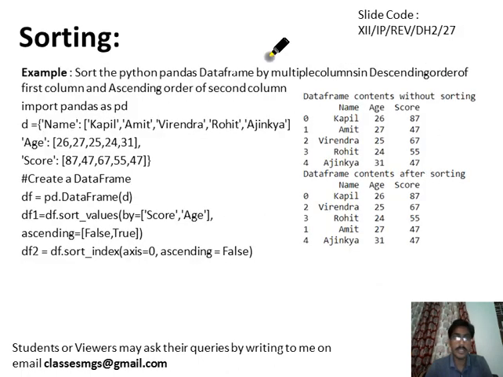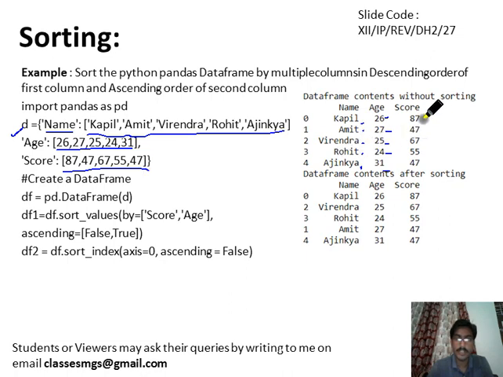Okay, so in this slide let me give you an example. We have the data frame. We have created this data frame using a 2D dictionary. For name, we have Kapil, Amit, Virendra, Rohit and Ajinkya. Then we have the age of each player: 26, 27, 25, 24 and 31. Then we have the score of each player: 87, 47, 67, 55 and 47.